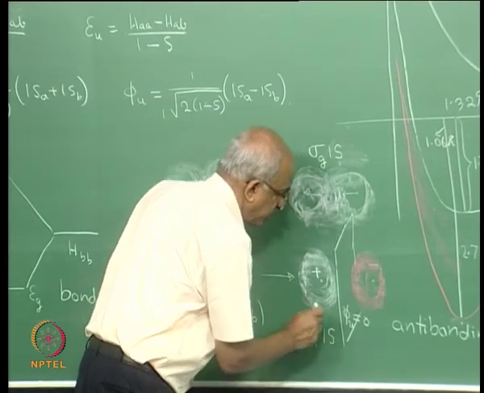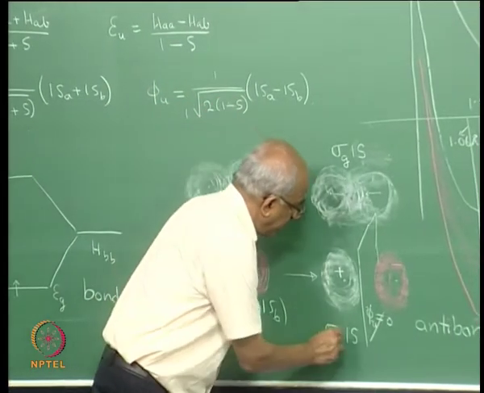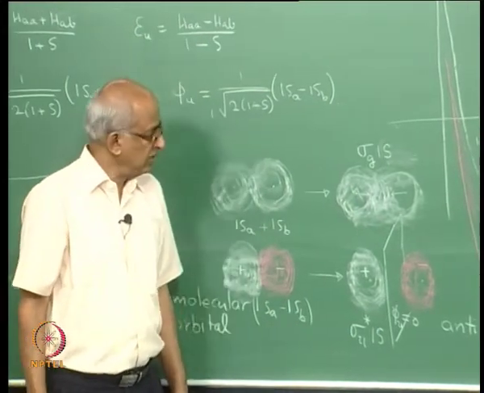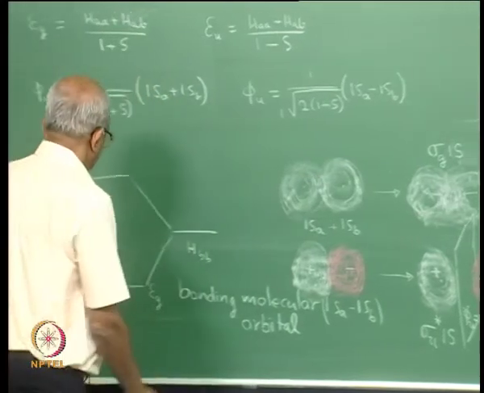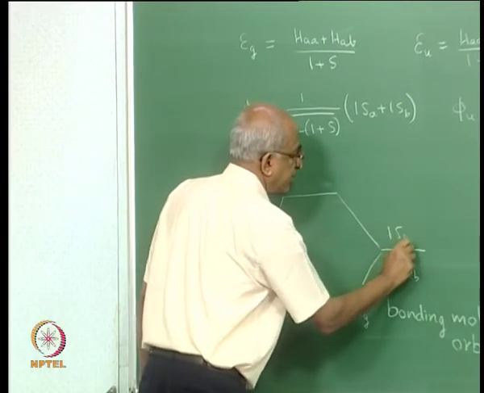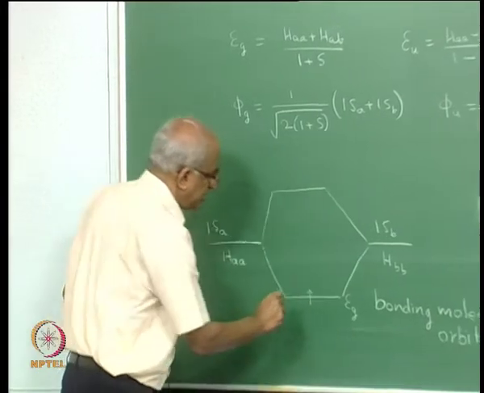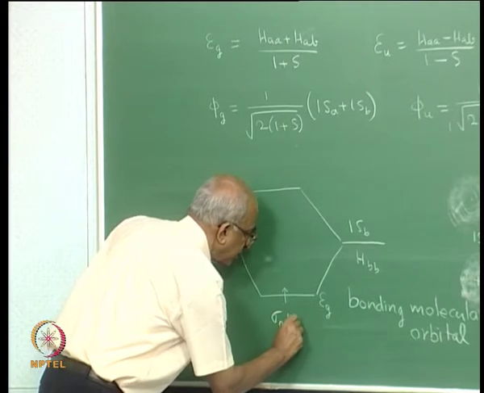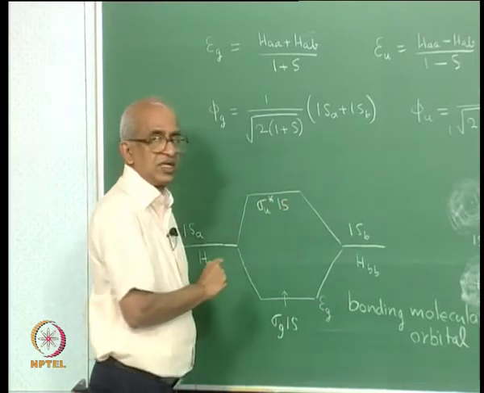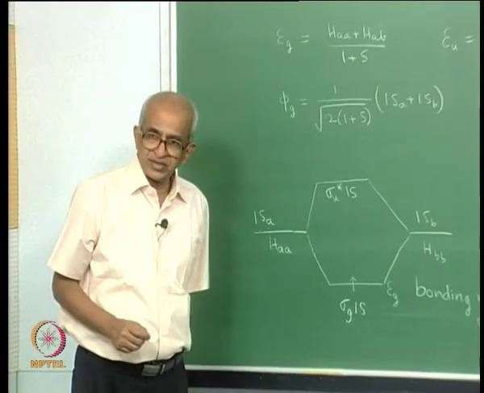So, therefore, you will say sigma u 1s, and further, in addition, this orbital is antibonding, and antibonding orbitals usually are indicated by putting a star. So, we now say, okay, this is my 1s A, this is my 1s B. What have they done? They have combined together, they give rise to a sigma g 1s orbital which is bonding and a sigma u star 1s orbital which is antibonding, and there is one electron sitting in sigma g 1s.